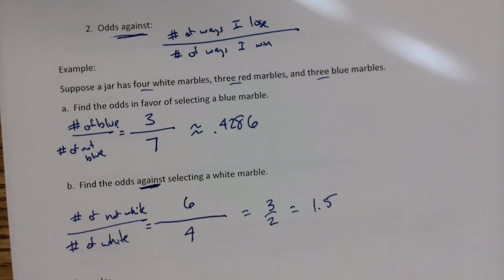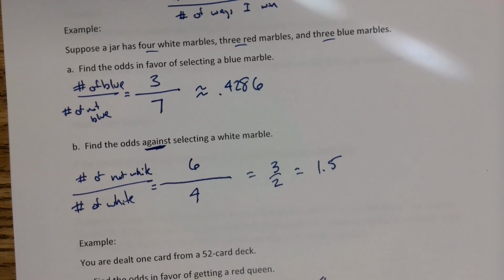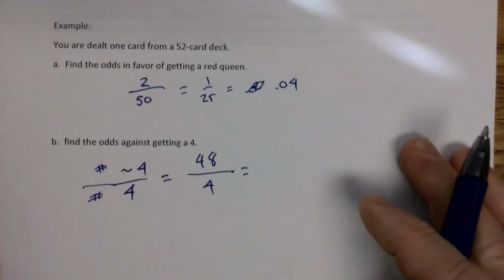Alright. Against getting a 4. So we want not 4 over 4. The number of ways of not getting a 4 over the ways of getting a 4. Well, there's only 4 ways of getting a 4, but there's 48 ways of not getting a 4. So if we simplify, sorry. Oh, wow, that's really bad.